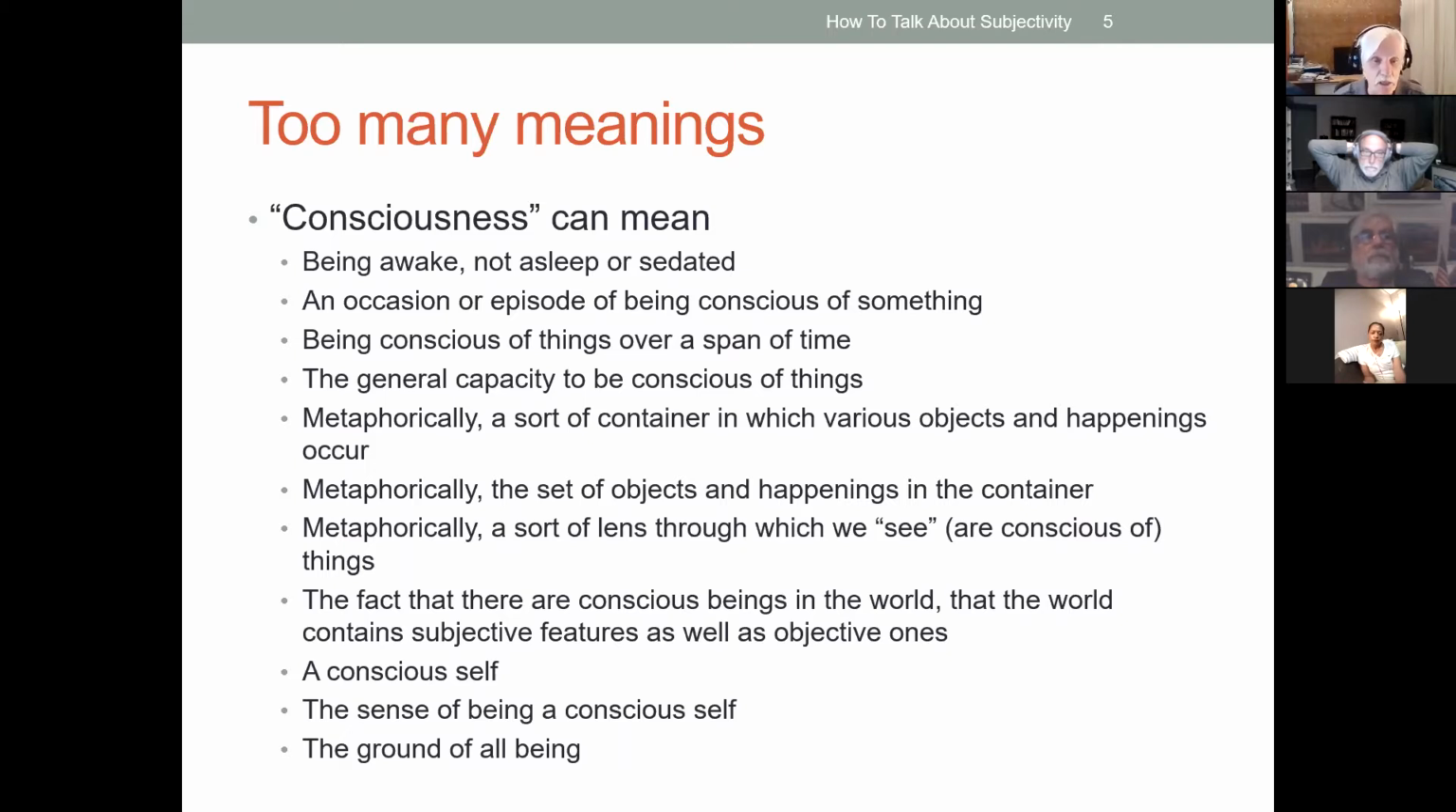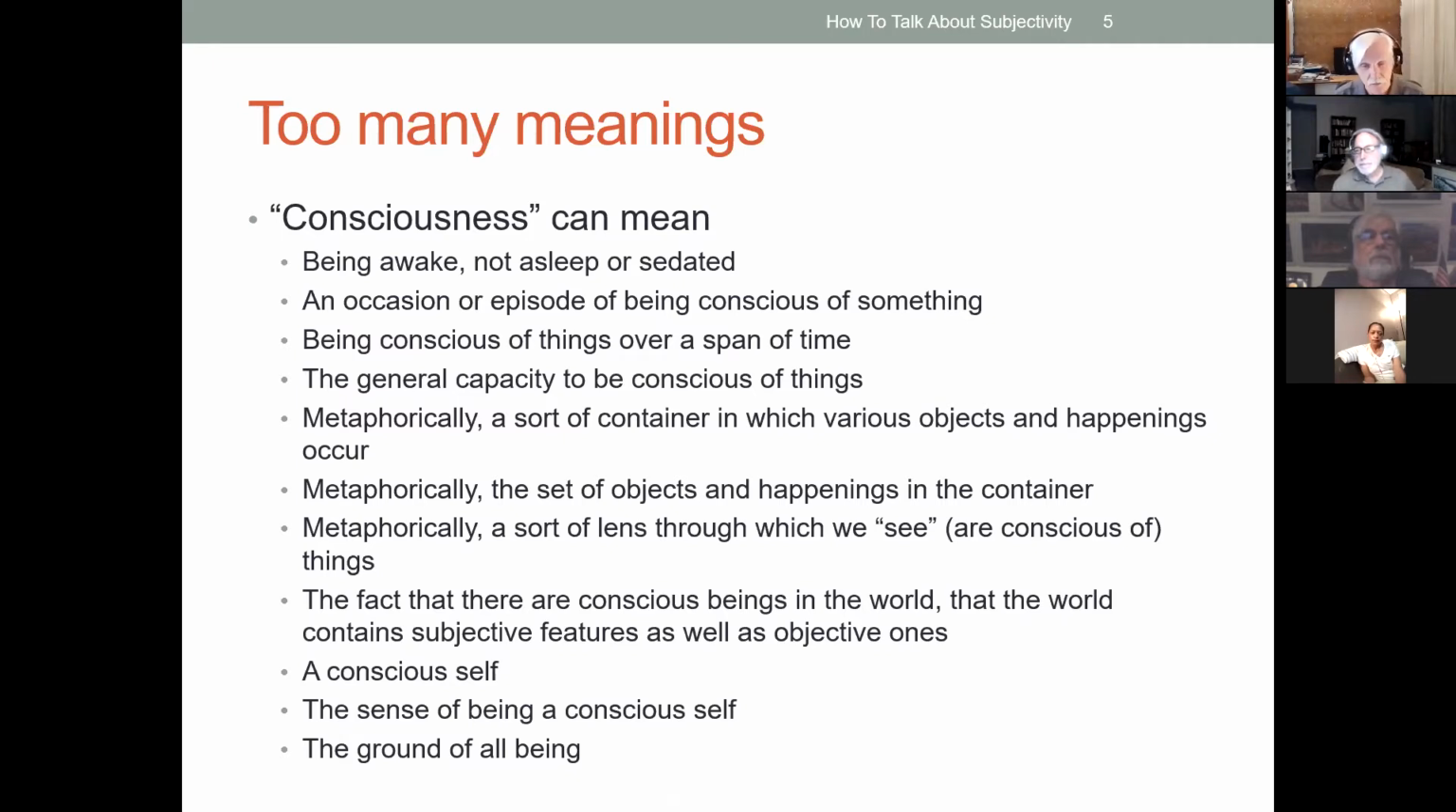Sometimes consciousness means the fact that there are conscious beings in the world. Why is there consciousness? Well, what do you mean? What you mean is why are there things that are conscious in the world? Why is it that the world contains subjective features as well as objective? Sometimes the word consciousness means a conscious self, like my consciousness left my body, or my consciousness entered the dream state. What you really mean is that which is conscious.